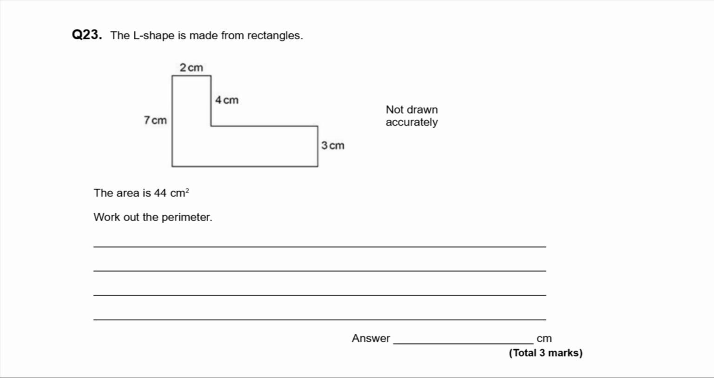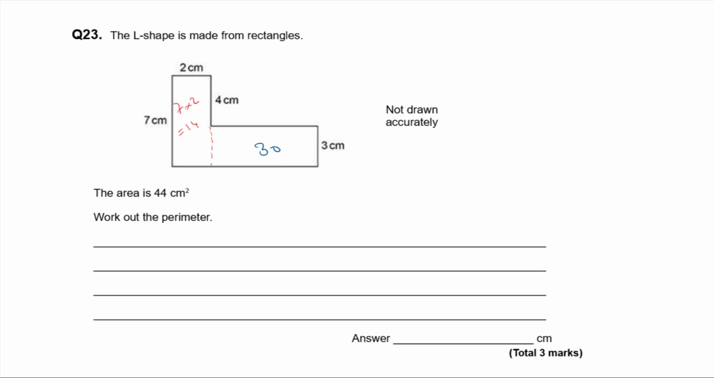Question 3, the L shape is made from rectangles. Yes, it is. The area is 44. Work out the perimeter. So this time we've been given the area. We need to work backwards to work out any missing lengths and therefore what the perimeter would be. So if the area is 44, what shapes have we got here? Again, let's divide this up. This one is 7 times 2, which has an area of 14. So if it was 44 altogether, then the other rectangle must have 44 minus 14. It must have an area of 30.